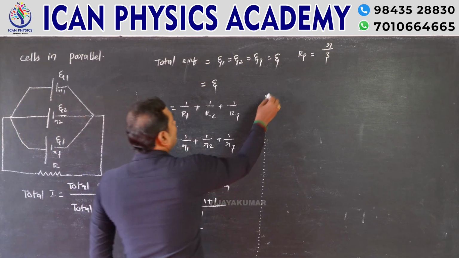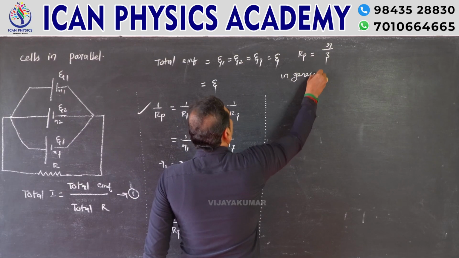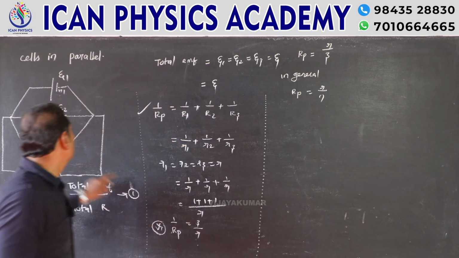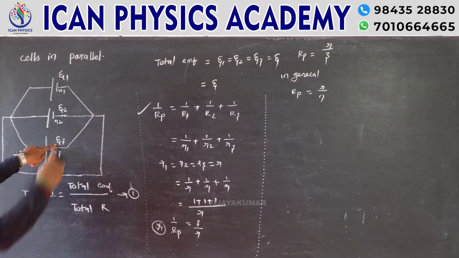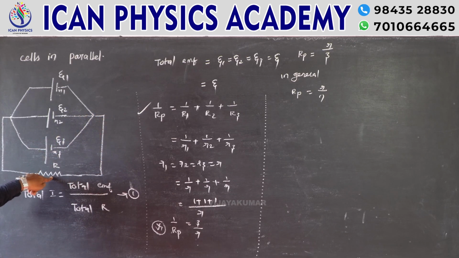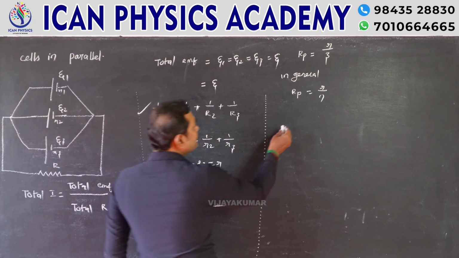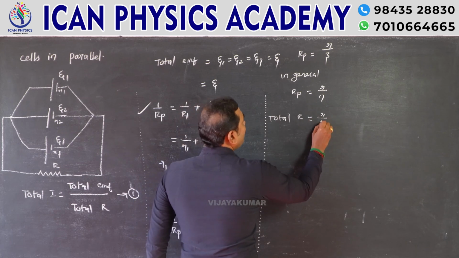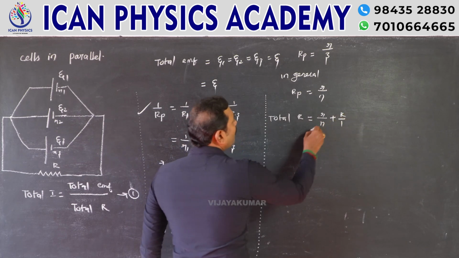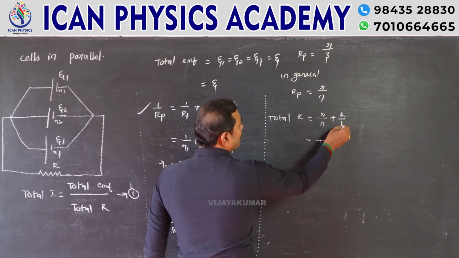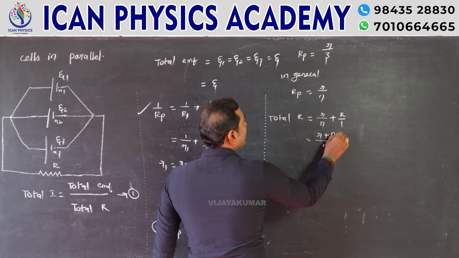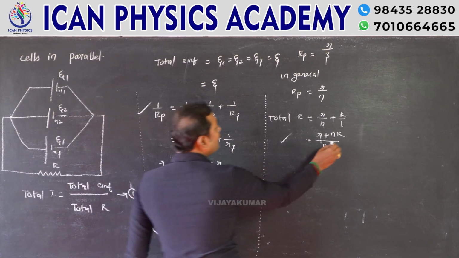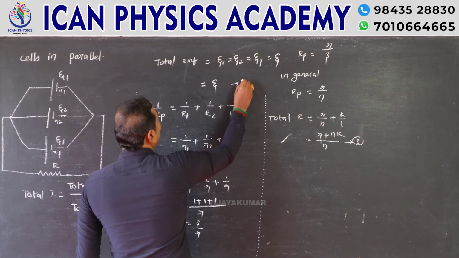In general, when we are connecting n cells, it becomes r by n. So this r by n is connected with the external resistance in series, so the total resistance is r by n plus R. Now you can go for LCM: 1 into n, 1 into r, n into R, so (r plus nR) by n. This is the total resistance. Now it can be taken as equation number 3, and the total EMF as equation number 2.